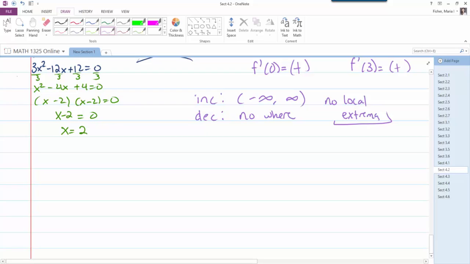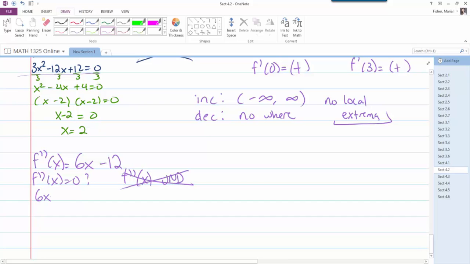So then I'm going to determine what my second derivative is so that I can find my concavity. So if this is my first derivative, then f double prime of x is going to be 6x minus 12. I have to figure out my partition numbers again, and those happen where the second derivative is equal to 0 and where that second derivative is undefined. Well, is there any place where the second derivative is undefined? No, because it's a line, so it's defined everywhere.